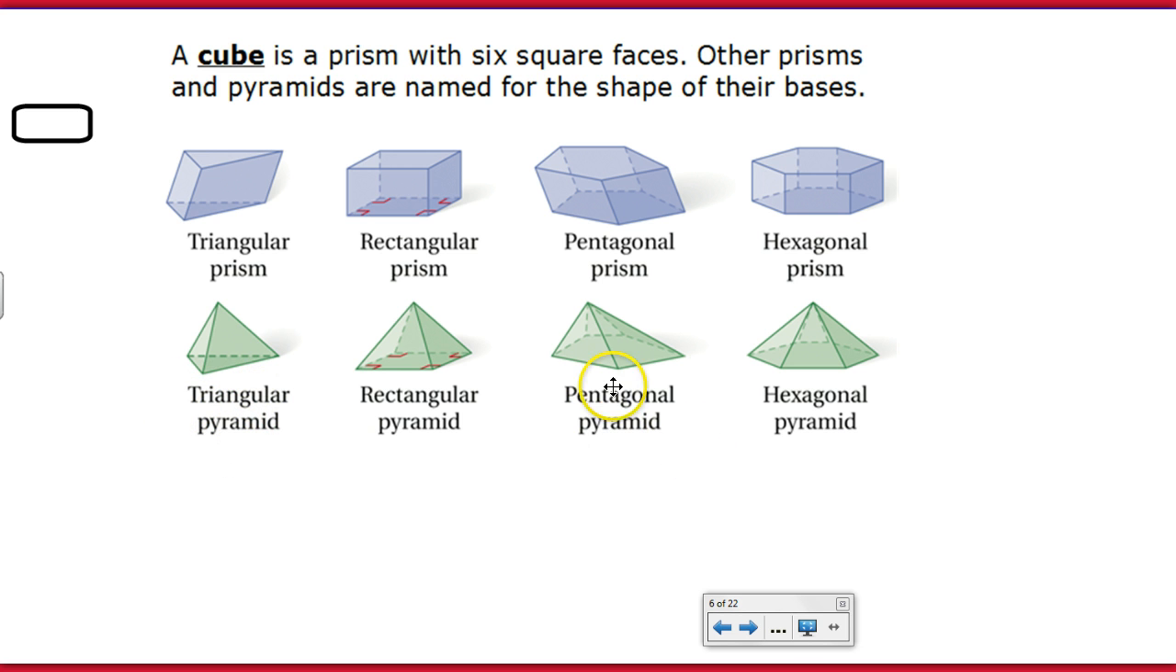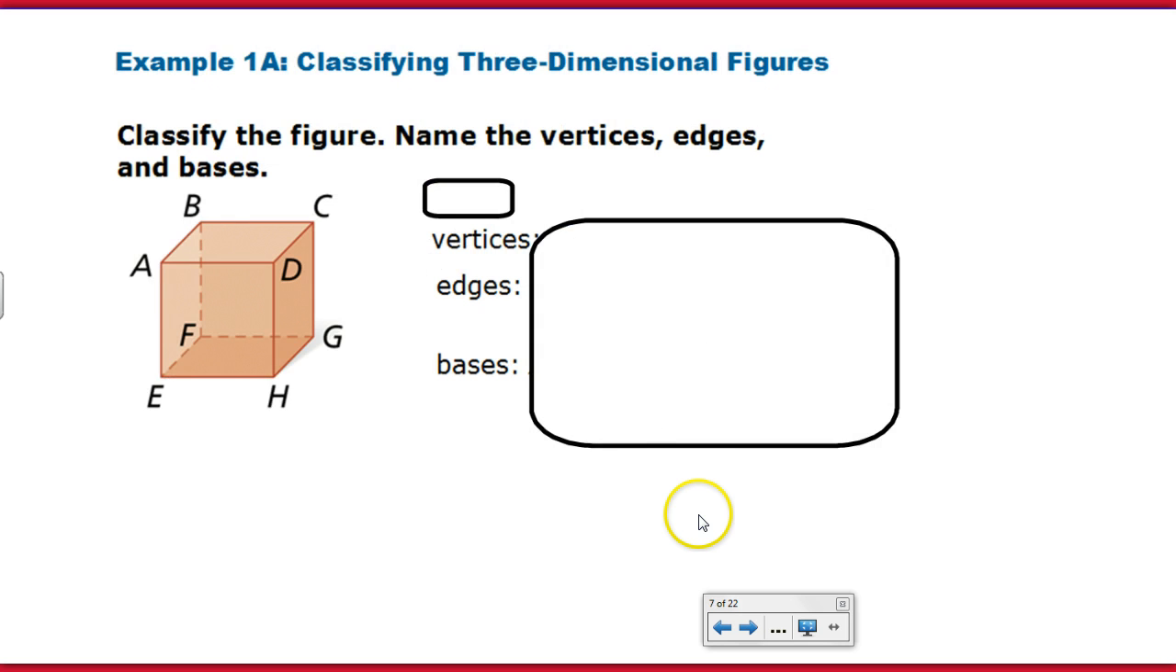And I think the pyramids are really easy to name because we know that the side where all of the triangular faces meet is the vertex, so opposite it is the base. So we name them by their bases. Here's a rectangular pyramid, pentagonal pyramid, hexagonal pyramid.